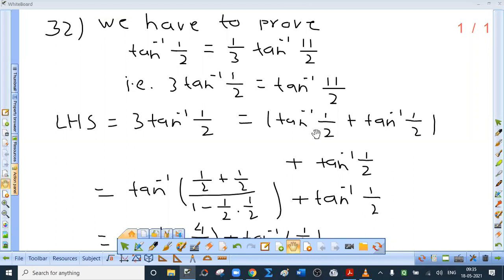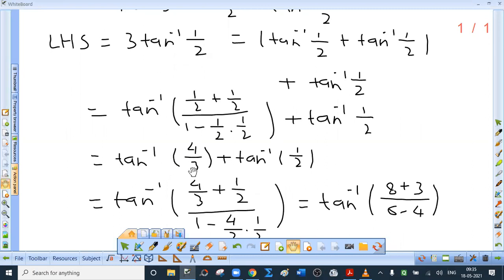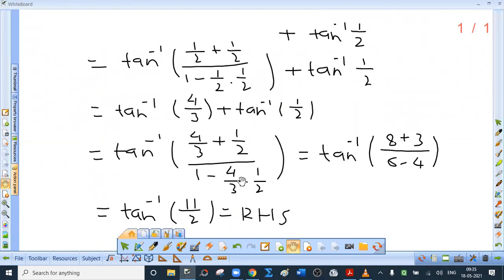Now, for this, use tan inverse P plus tan inverse Q. That gives me tan inverse 4 by 3 plus tan inverse half. Again same, tan inverse P plus tan inverse Q is tan inverse P plus Q upon 1 minus PQ. Simplify to get tan inverse 11 by 2, which is nothing but right hand side.